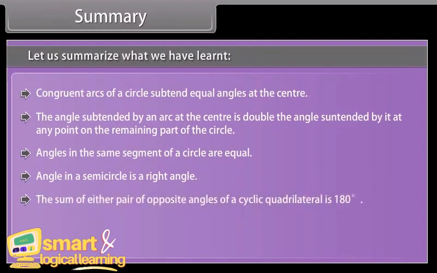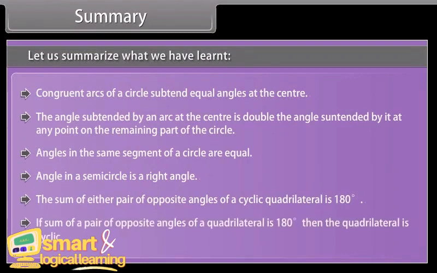The sum of either pair of opposite angles of a cyclic quadrilateral is 180 degrees. If the sum of a pair of opposite angles of a quadrilateral is 180 degrees, then the quadrilateral is cyclic.